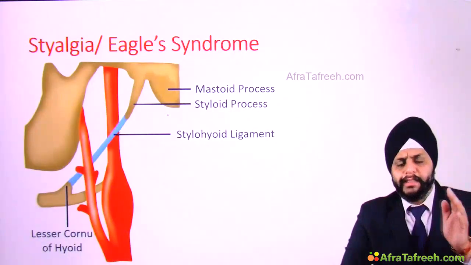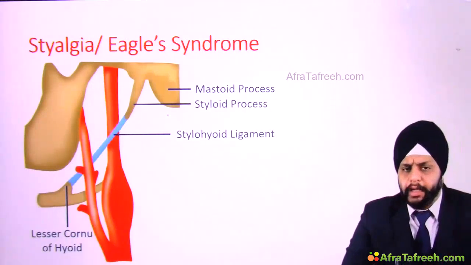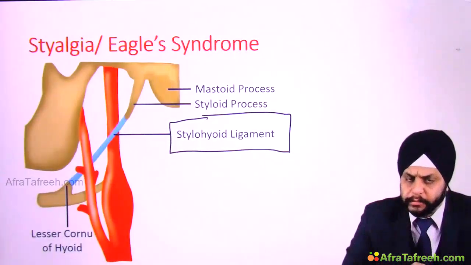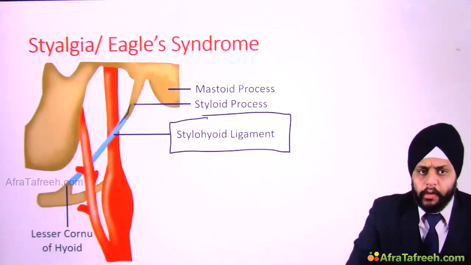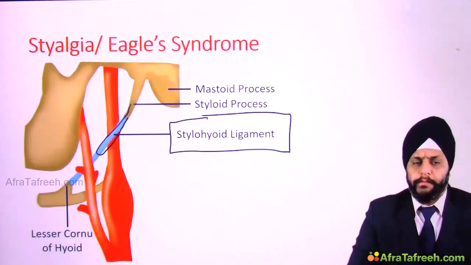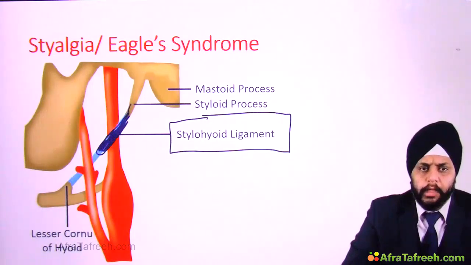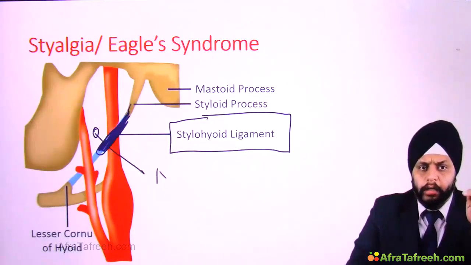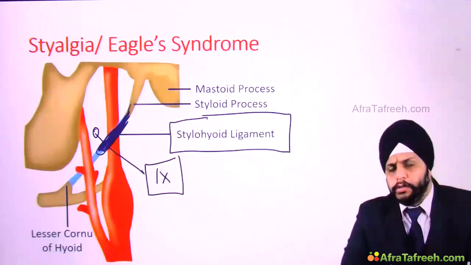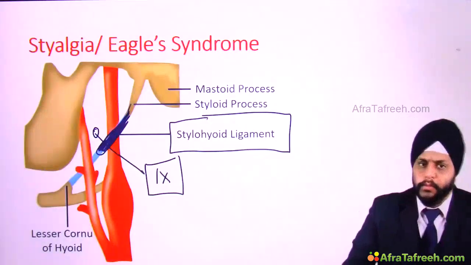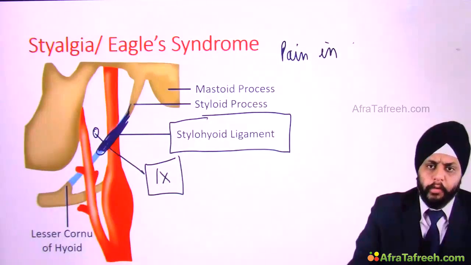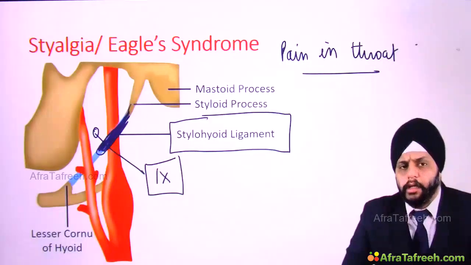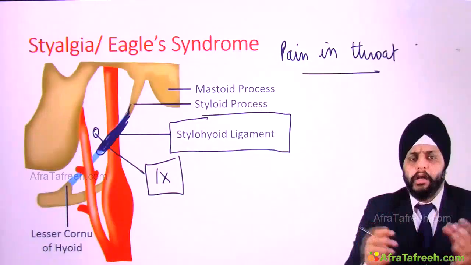Now, what is this Eagle syndrome? In Eagle syndrome or styalgia, this stylohyoid ligament sometimes undergoes ossification or calcification. As a result of that, the styloid process may become an elongated styloid process like this. And this elongated styloid process impinges on the glossopharyngeal nerve, the ninth cranial nerve, in the tonsillar fossa, and it causes pain in the throat. So the patient will come to you with a complaint of pain in the throat, and that is because of an enlarged styloid process impinging on the glossopharyngeal nerve. So that is known as styalgia or Eagle syndrome.